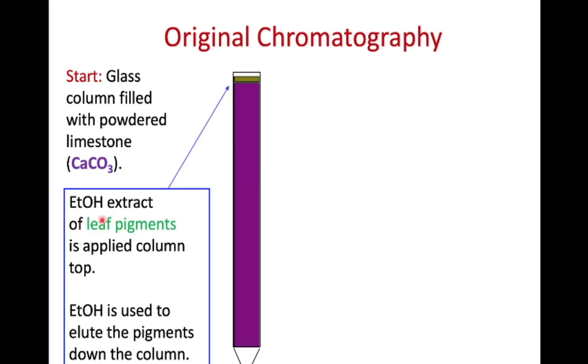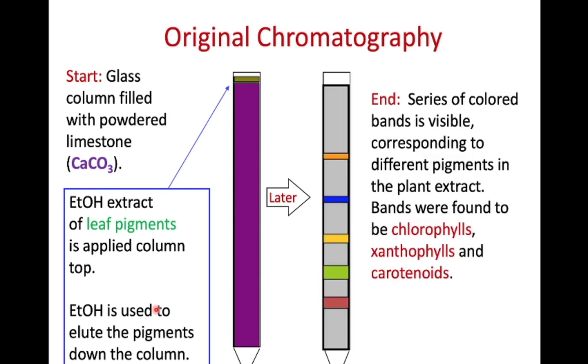Ethanol extract of the leaf pigments is applied to the top of the column, and the ethanol is used to elute the pigments down the column. So what happens? After some time, at the end of the elution, we get a series of coloured bands which are visible, which correspond to different pigments in the plant extract. The bands were found to be chlorophylls, xanthophylls, and carotenoids.